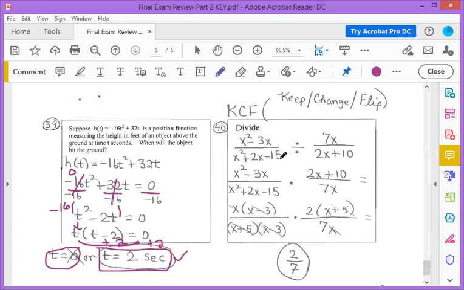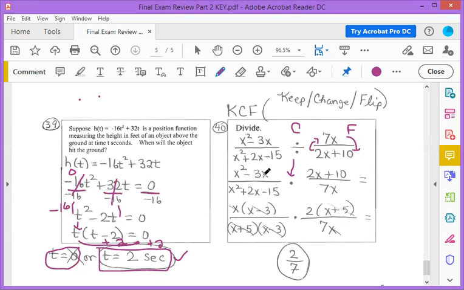For number 40, you have two fractions, x squared minus 3x divided by x squared plus 2x minus 15. And we're dividing by another fraction. Remember, when you divide by a fraction, that's the same thing as multiplying by its reciprocal. So we want to keep, change, flip. This first fraction stays the same. We change our operation from division to multiplication, and then we flip the second fraction. So the terms in the numerator move to the denominator, and the terms in the denominator move to the numerator. We have 2x plus 10 over 7x.